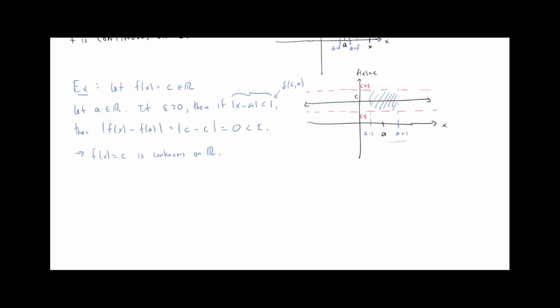All right, let's do another example. How about we do the identity function? Okay, so f of x is going to be equal to the identity function on the real numbers. All right, so this is just x, right? I put in x, I get out x.